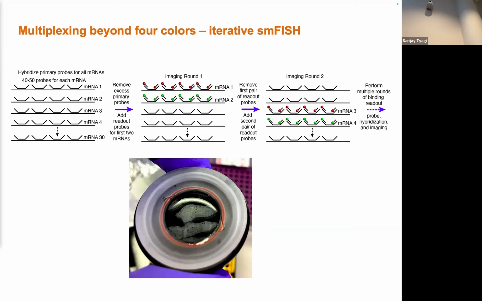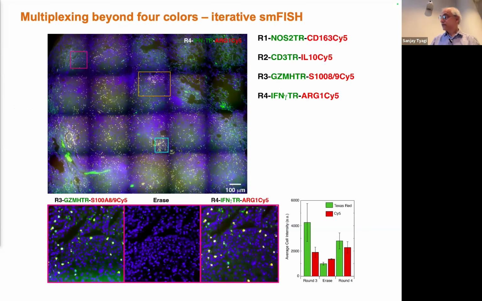You have a dish which is open, and on the bottom of this dish is a cover slip. Your section lies on the cover slip, and you can add these reagents, for example probes or the dissociation reagents and so on, one by one, while imaging the section at the same time. The section doesn't move, and you can image again and again. This is a simple experiment where I did 8 RNAs, 4 rounds of probes.